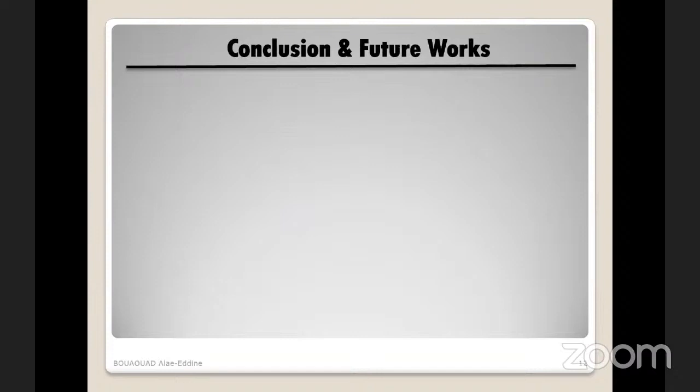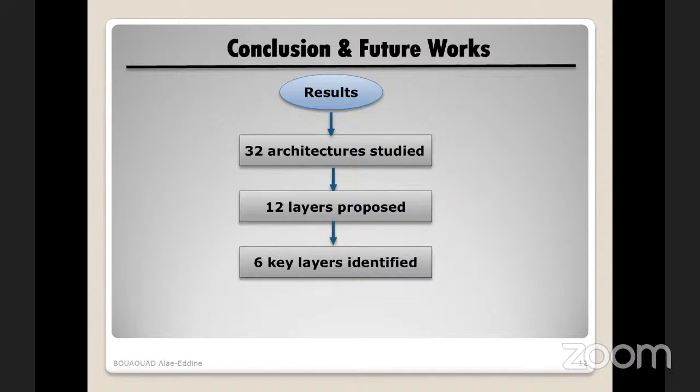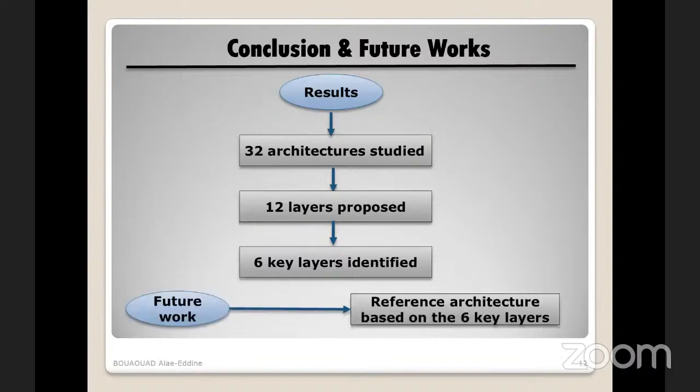In conclusion, we have studied 32 architectures and we have been able to identify a total of 12 layers that support them. After the analysis of these layers, we found 6 that are common and proposed in the majority of these architectures, notably the physical layer, the access layer, the network layer, the middleware layer, the cloud, and the application layer. In perspective, the key layers identified in this paper will constitute the basic core for the proposal of a reference target architecture. The layers that will be proposed in the future work will be detailed and decomposed into sublayers in order to be able to find out all the functionalities of each sublayer.